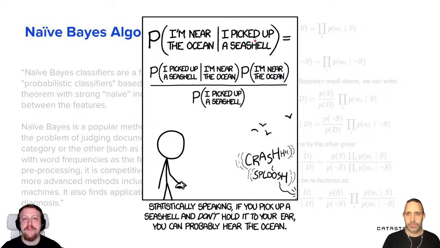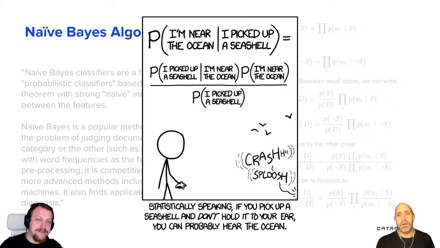I picked up a seashell. And on the left, what's the probability I'm near the ocean? Altogether, you read that: what's the probability I'm near the ocean given I picked up a seashell? So you see now that's a very scientific way to write down simple things. So now if you want to look like a data scientist, you know how to write these probability things. Very simple.